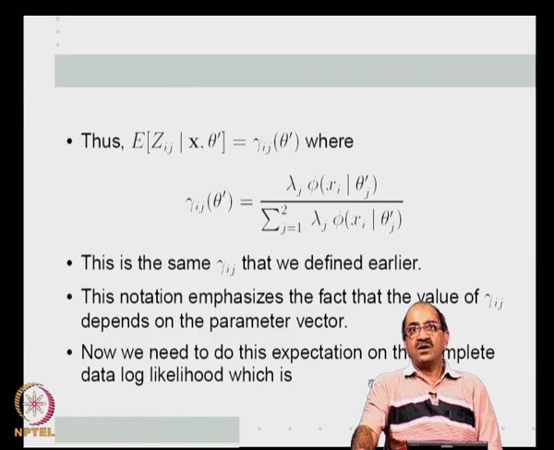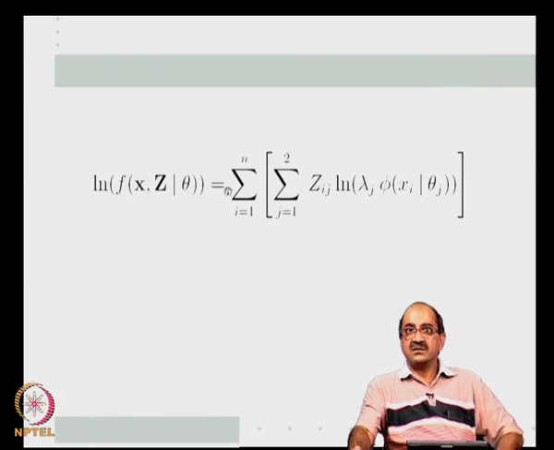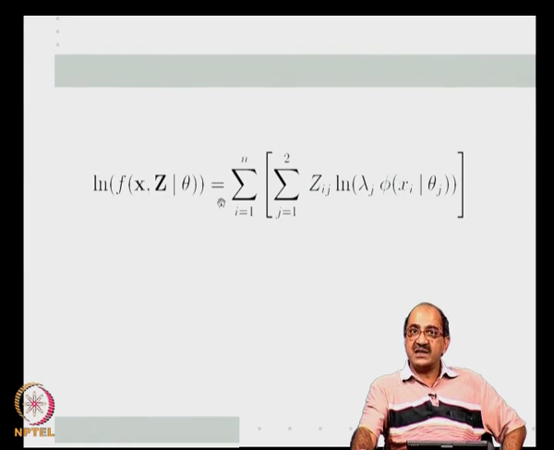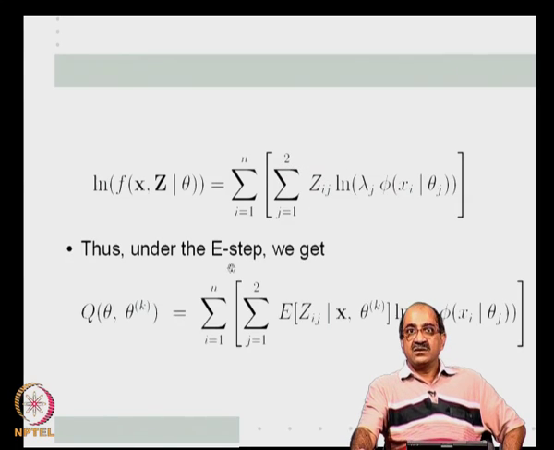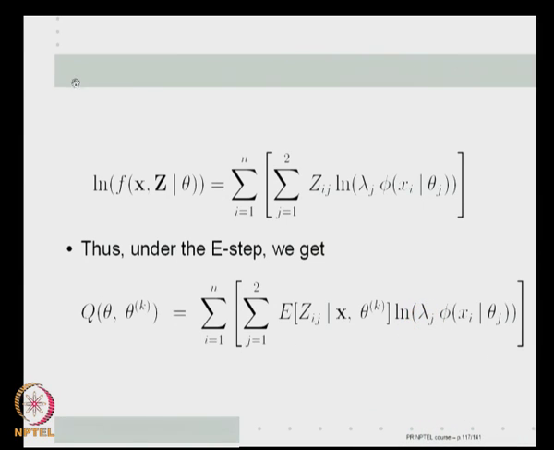Now, we need to take this expectation of the complete data log likelihood. To take the expectation, only the Zij terms matter, so only this term will get into the expectation. So, in the Q step, what will I get? If I take the expectation of the log likelihood, that is Q of theta, theta k, sum over i equal to 1 to n, j equal to 1 to 2, the expectation goes in, the expectation of Zij given x comma theta k. The rest of it is not a function of Zij, so that comes out of the expectation. As you can see, this is the conditional expectation of the log likelihood of the complete data conditioned on x and theta k.